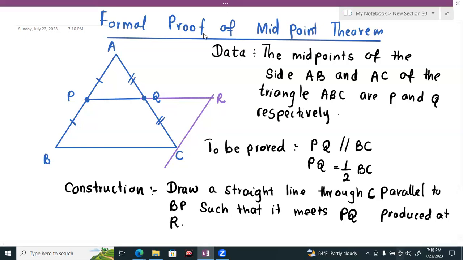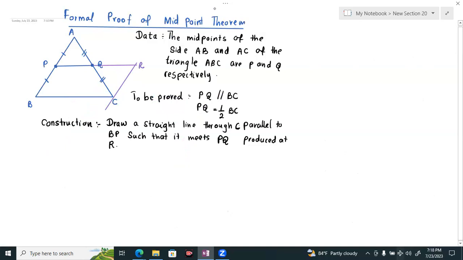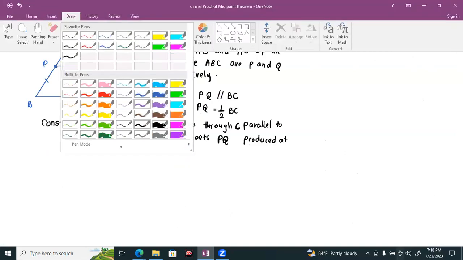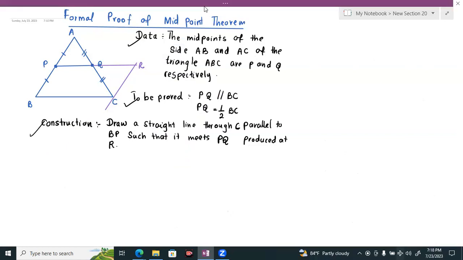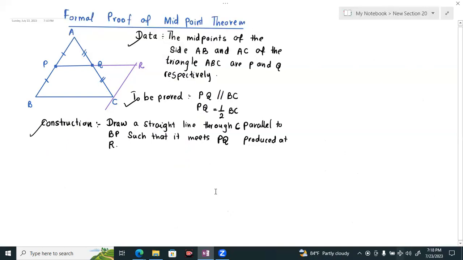Okay, please write down this one. These are the most important things to do a formal proof. Okay, the essential things we need for a formal proof are these. We need data, we need to be proved, and we need construction. Now we start with the proof with the help of all this given information. Okay, data and the construction. And always we have to keep what we have to prove in mind.